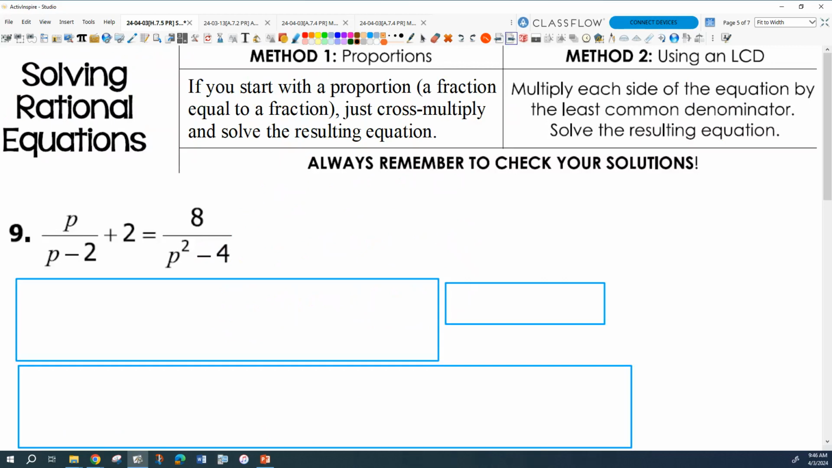Okay, let's go through this one together. So this time I don't have the proportion option. I have to multiply through by the LCD. Well, what is my LCD?